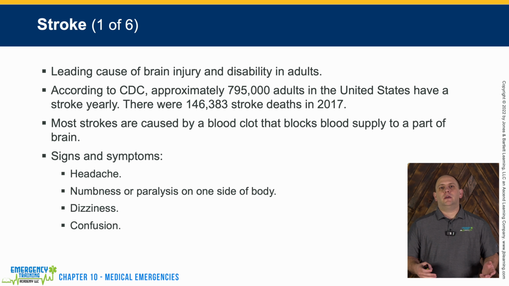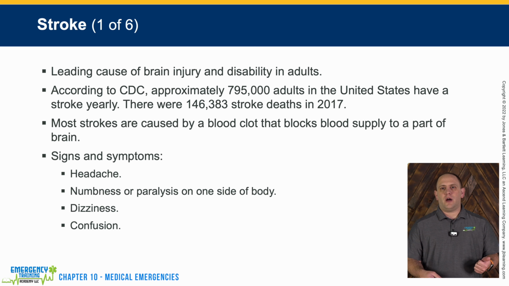Stroke is the leading cause of brain injury and disability in adults. There are nearly 800,000 adults that have a stroke every year. So this is a huge problem that we need to pay attention to. Strokes are caused by blood clots that block the blood supply to parts of the brain. So just like a heart attack is blocking where we have blood flow restricted to certain parts of the heart, a stroke is a clot of some type blocking that blood flow to the brain.